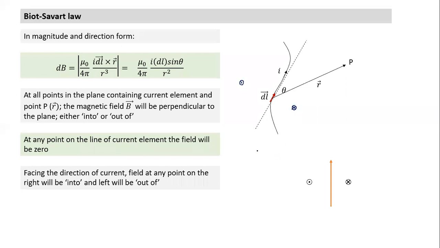So magnitude and direction. To find magnitude, I need to represent the two of them as vectors and draw them as lines, and the angle between two vectors is measured tail to tail. Vectors must be placed tail to tail. The angle between the two vectors, the dl vector and the r vector, is theta. We can calculate the magnitude separately, and we can find the direction. If we identify the plane containing the two vectors, then the field is perpendicular to the plane, with 2 directions possible, out of or into, and we can find out whether it's right hand side or left hand side. Right hand side facing the direction of current, any point lying on the right hand side, the field is into; any point on the left hand side, the field is out of.